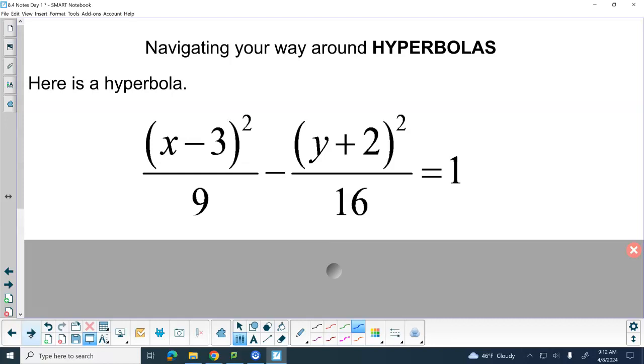First thing, what's the first thing you think we gotta find in a hyperbola? Center. Yep, where's the center gonna be? Not just in this one, in general.